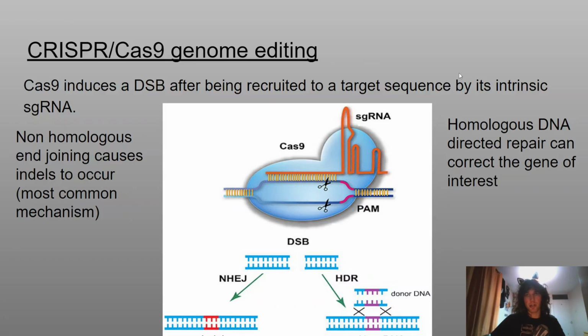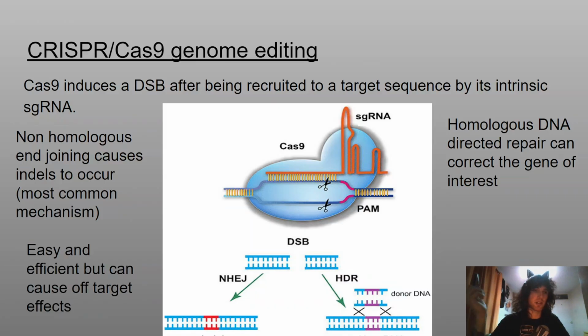This can model loss of function disease. And then if it's homologous direct repair, it can actually revert your mutated allele back to normal, because if it uses the analogous chromosome with the normal allele, it can repair it. So normally your mutated allele was here, and the wild type is used as a template. So now you have both wild type. That is a form of genetic therapy which can be used.